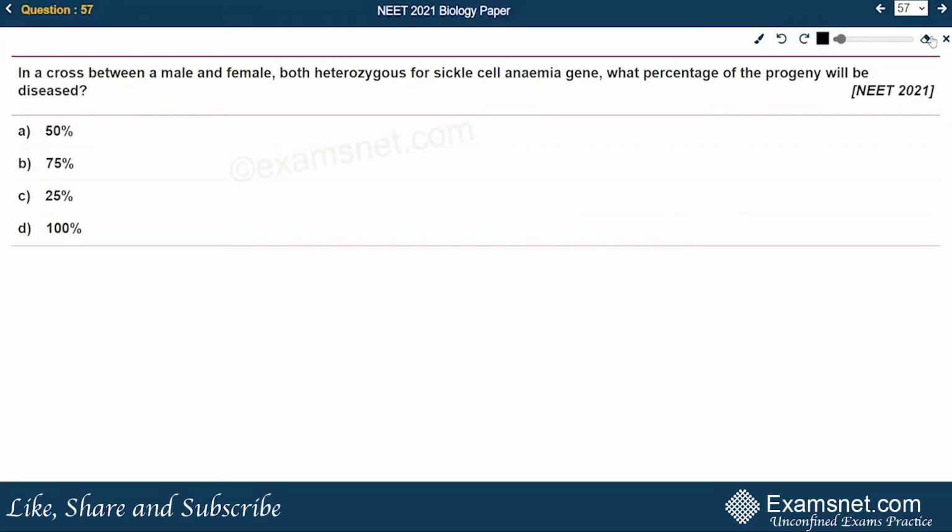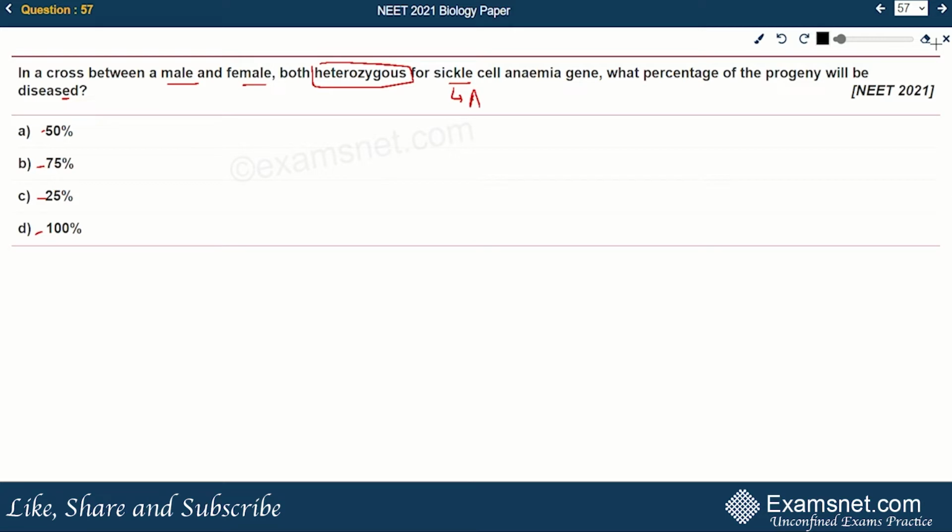Now come to question number 57, which is from the chapter Principles of Inheritance and Variation, class 12. The question is, in a cross between a male and a female, both heterozygous for sickle cell anemia gene, what percentage of the progeny will be diseased? And the options are 50%, 75%, 25% and 100%. Let's first understand what is sickle cell anemia and under what condition the disease shows up.